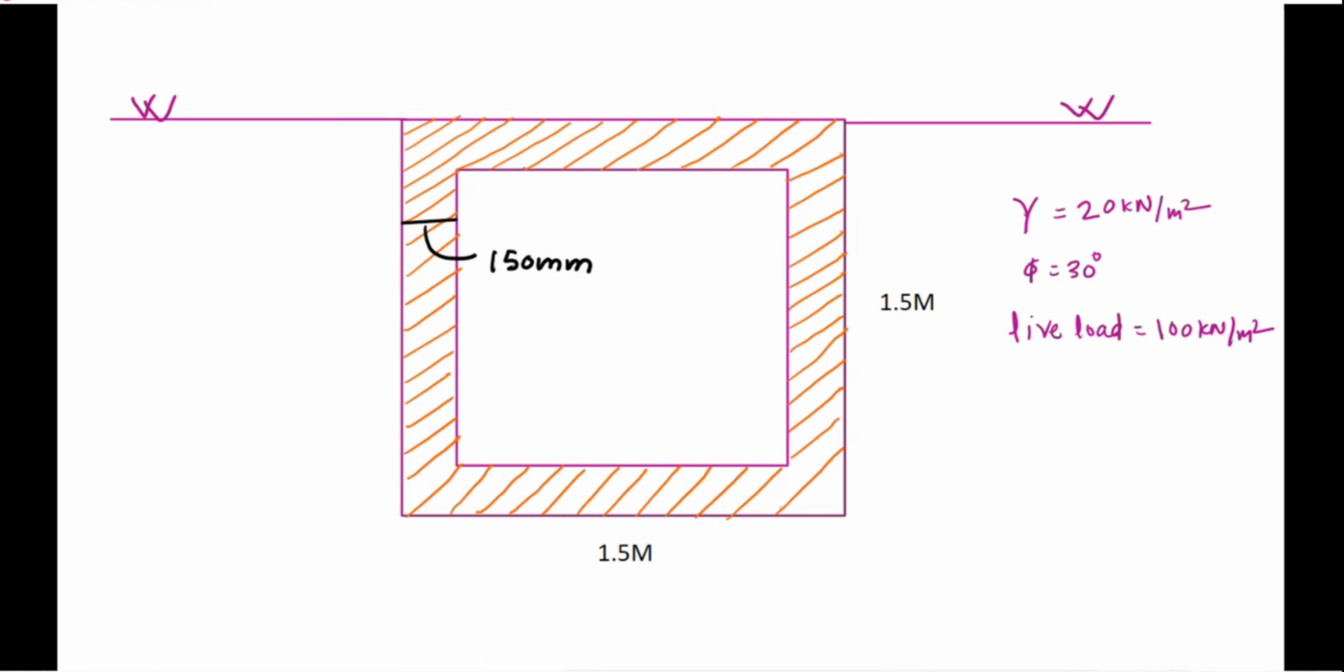Let's assume for this case, we have a box culvert of 1.5 meter height by 1.5 meter width. This particular box culvert, initially we will be assuming a thickness of 150 mm, and the data that we will be taking initially will be unit weight as 20 kilonewton per meter square, angle of internal friction as 30°, and let's assume a live load of 100 kilonewton per meter square on it.